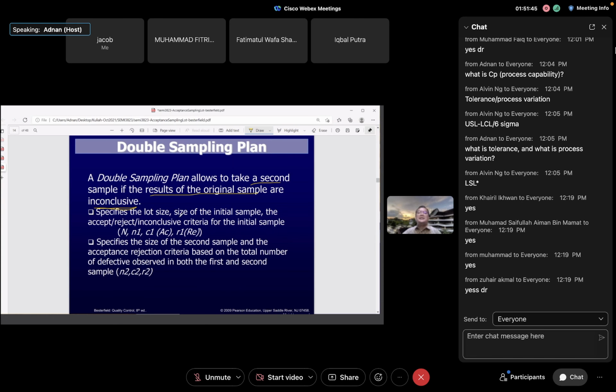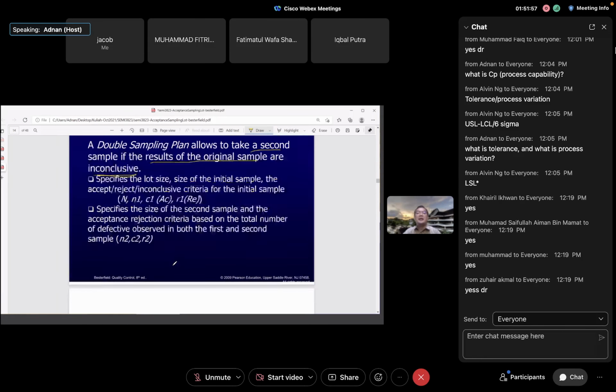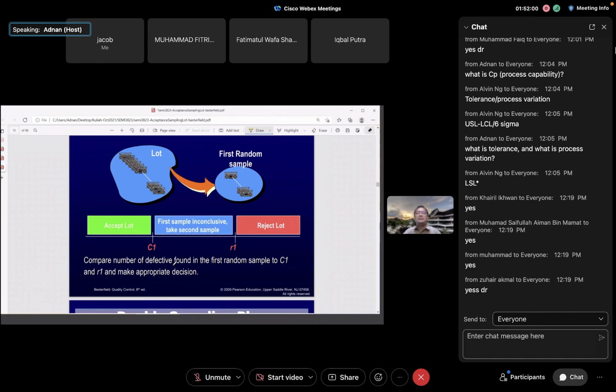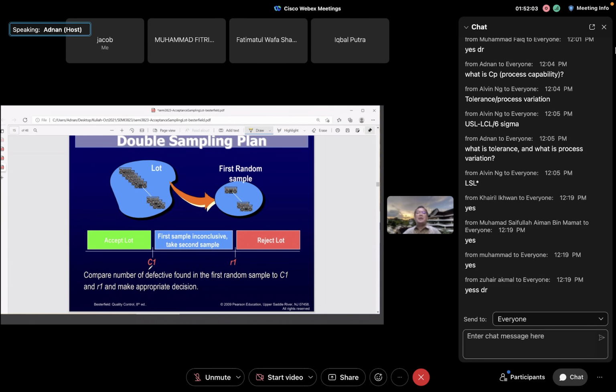Specify the size of the initial sample, the accept, reject and inconclusive regions for the initial sample, and specify the size of the second sample. After the second sample, we must decide accept or reject. Example here: you take the first sample from the lot. If it is not clear to accept or reject, you need to take a second sample. If it is clear accept, no need to go to the second sample. If it is clear reject, also no need. Second sampling is only when it is inconclusive, meaning you cannot decide to accept or reject.